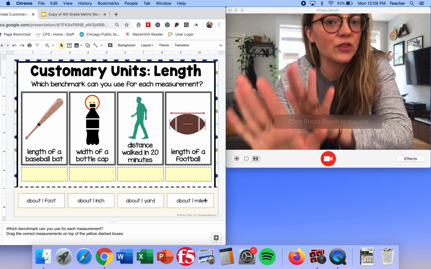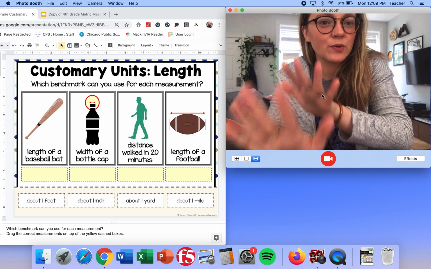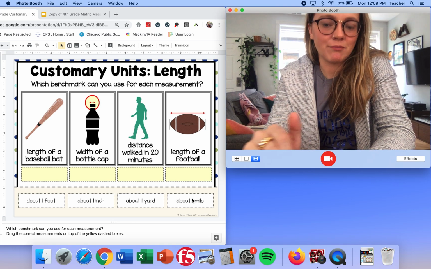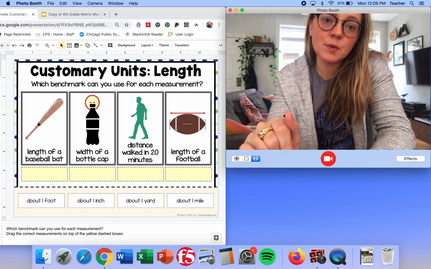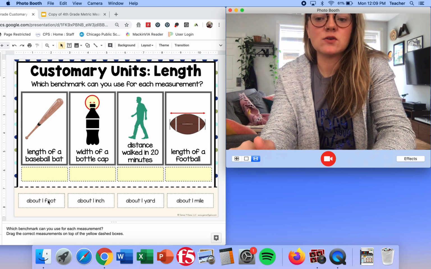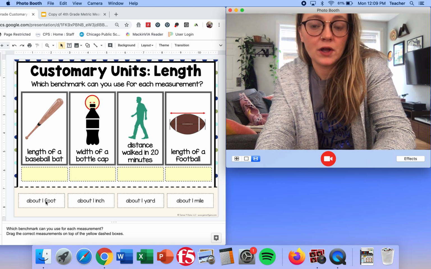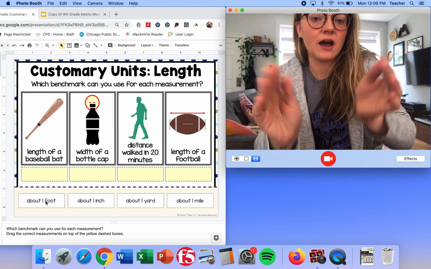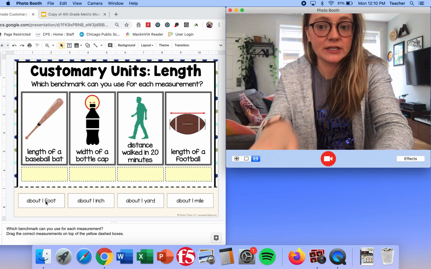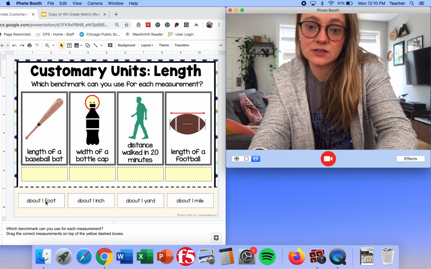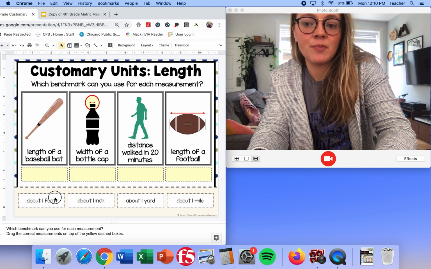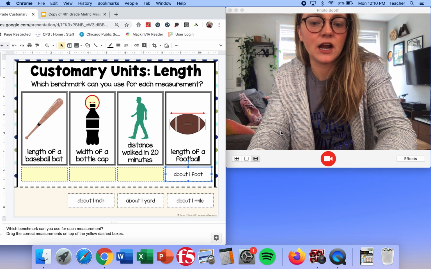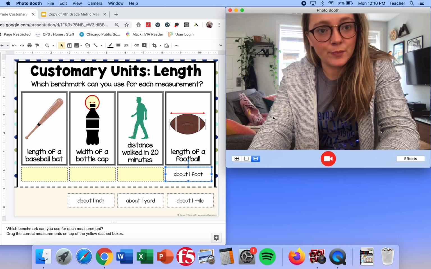So let's start with the customary conversions, which are foot, inch, yard, mile. The first one we're going to talk about is 1 foot. 1 foot is the length of a measuring stick, like the ones you might have in your desk at school. And it's also about the length of a football. So I'm going to drag that there. It's about the length of a football.